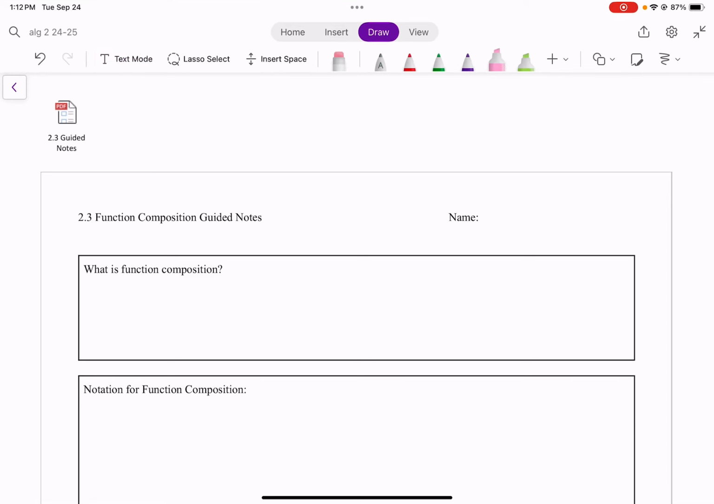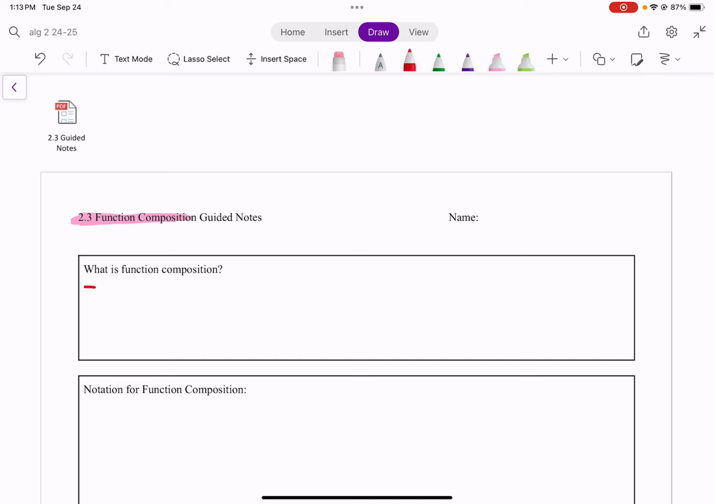Okay, so today is 2.3 function composition. Again, we're going to be dealing with graphs, so I would highly encourage you to get the guided notes. The first thing that we're going to be doing is let's actually define what a function composition is, okay?